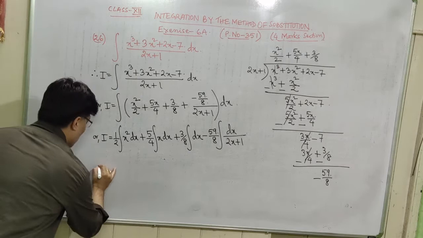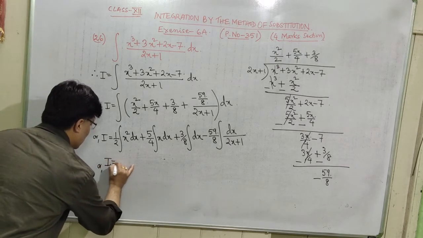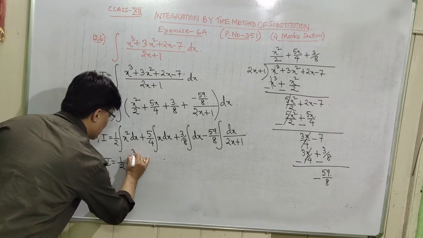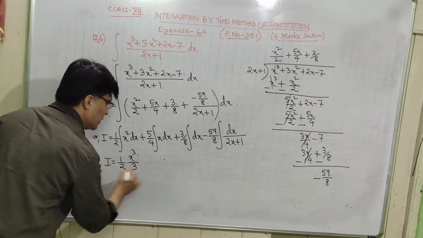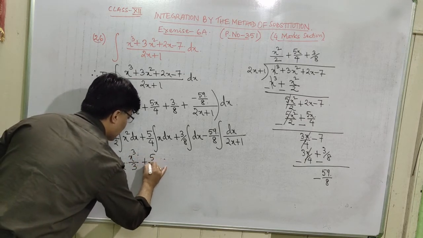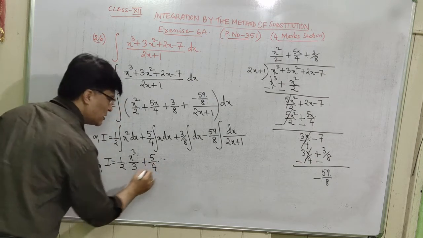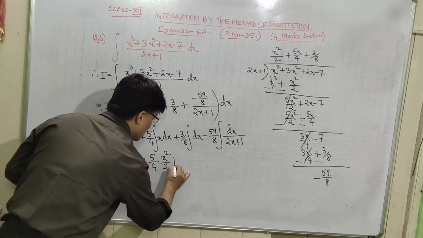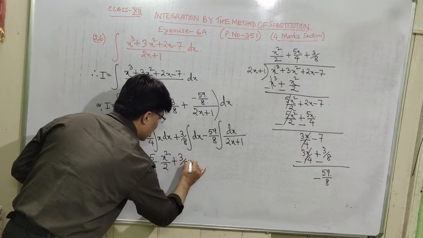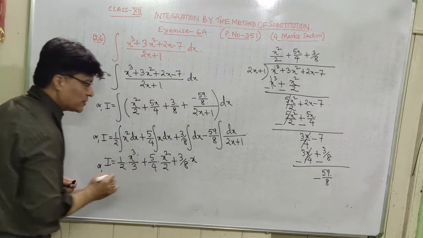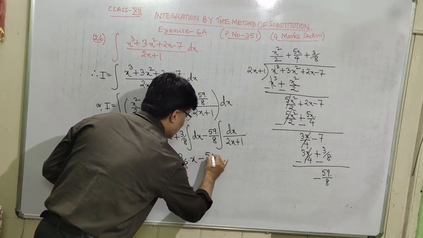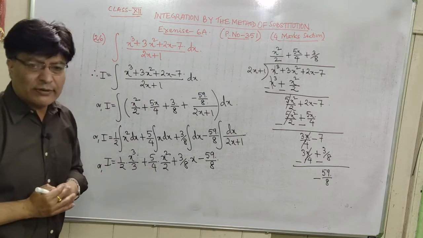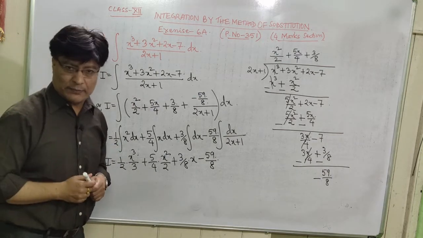Okay. So I is equal to half into, what is integration of x square? It is x cube by 3, plus 5 by 4 into, what is integration of x? It is x square by 2, plus 3 by 8 into, what is integral sign dx? x, minus 59 by 8 into. So what is integration of dx divided by 2x plus 1?